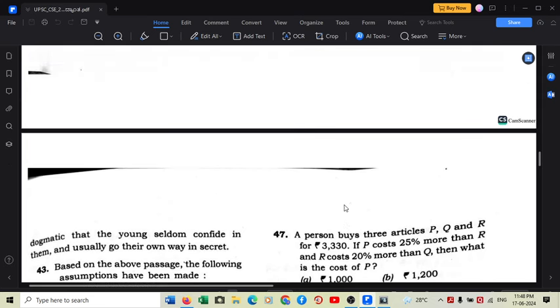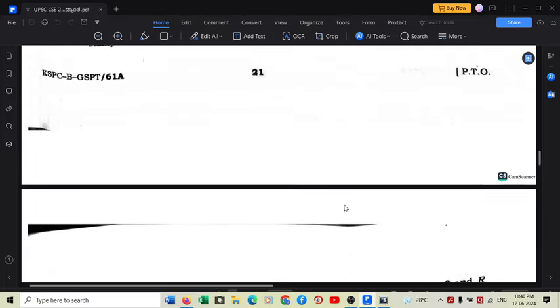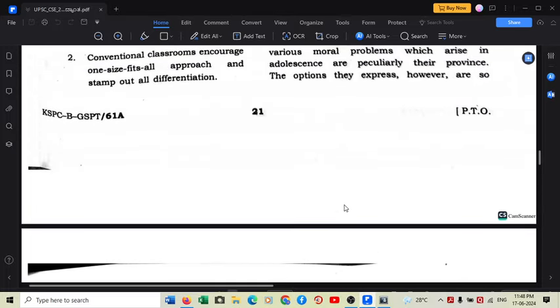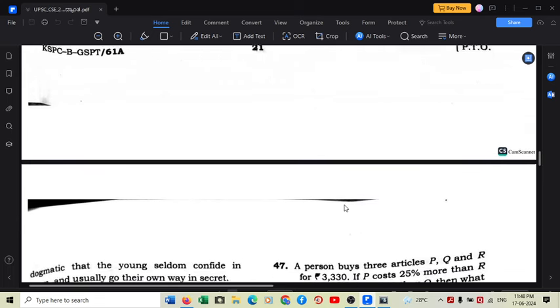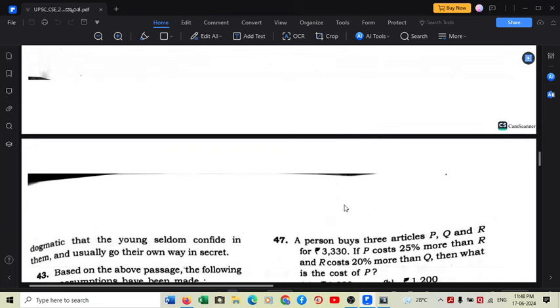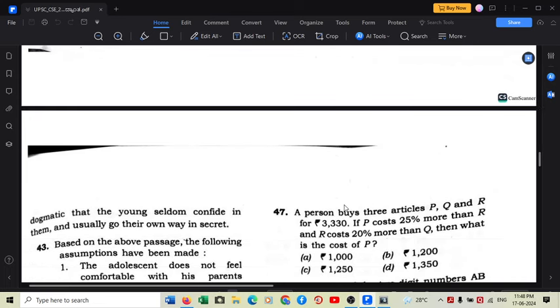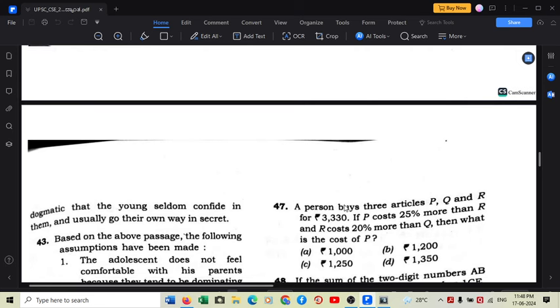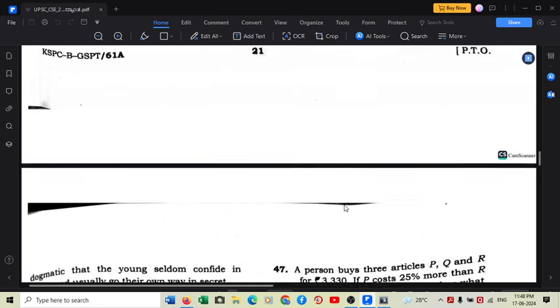Okay, so dogmatic here means undeniably true. So the opinions they express here means the last line you see on page 21. Opinions they express means the opinions which parents express, however, are so undeniably true, that the young seldom confide in them and usually go their own way in secret.